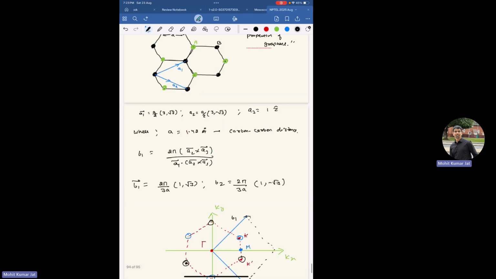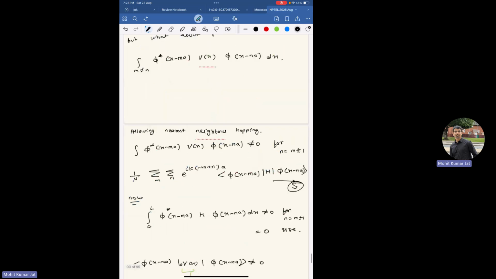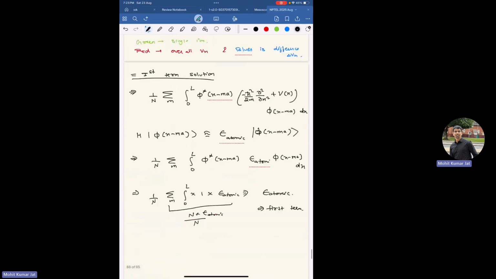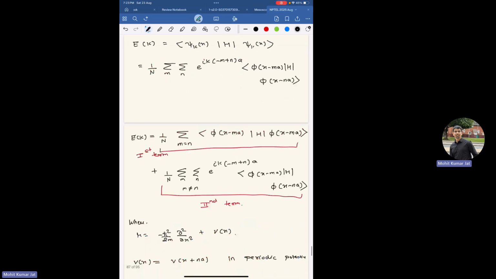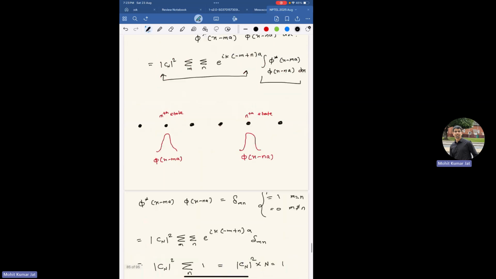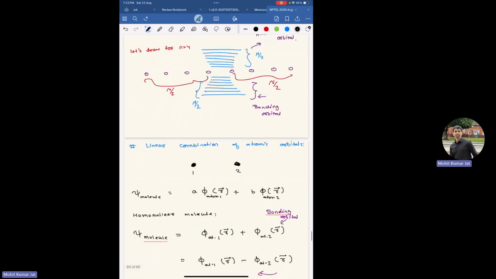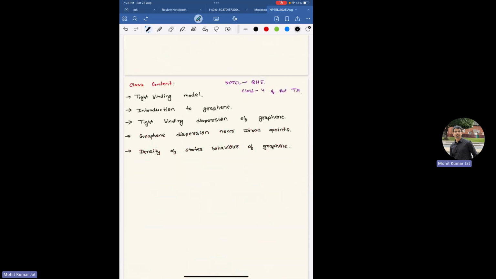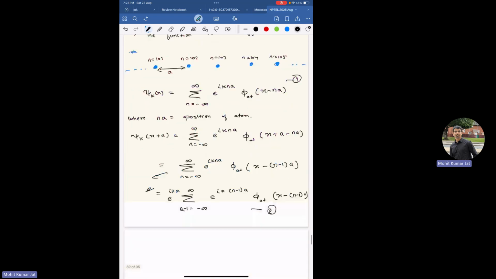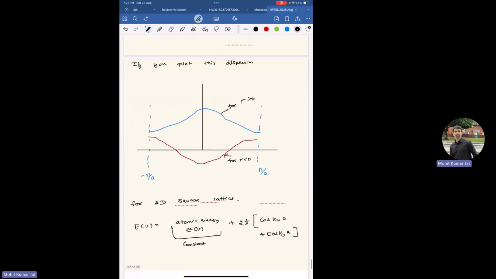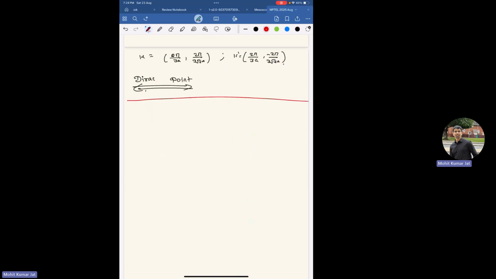So this is about the introduction of the graphene and the Dirac points. The next I had to discuss is, I think, the tight binding model of the graphene. I'll just discuss that one also. So the tight binding dispersion of the graphene. Sure. Let's cover that one also. Tight binding dispersion of graphene.